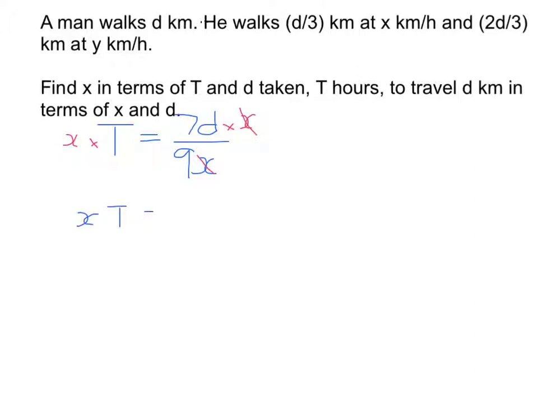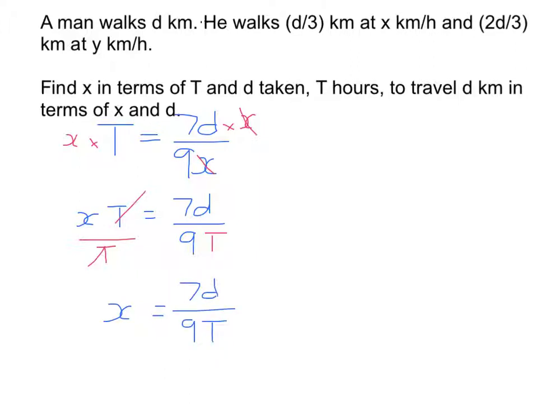xt is equal to 7d over 9. Now to leave x on its own, we just want to divide both sides by t. So we'll divide that by t, and we'll also divide this by t by putting t down the bottom. That cancels that down, which leaves you with a nice little neat expression of x is equal to 7d over 9t. Now that one wasn't too hard.